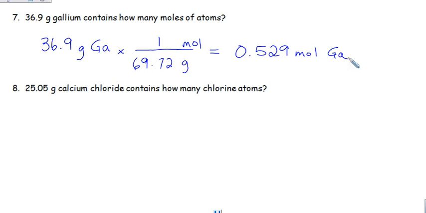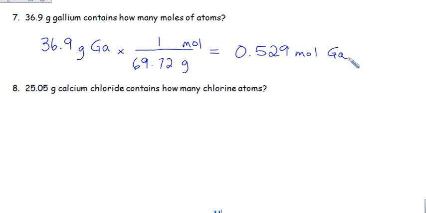Done. Piece of cake. Now a few more that are a little more interesting. Some more fun ones. Number 8. 25.05 grams of calcium chloride contains how many chlorine atoms? Ooh, tricky. Because what we're given is a compound, and often they would ask how many calcium chloride molecules. But in this case, we're looking at chlorine atoms.